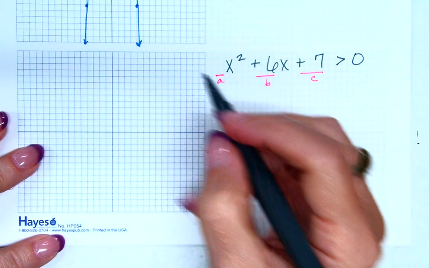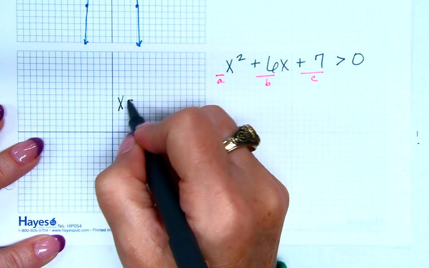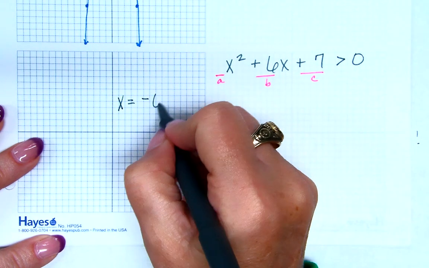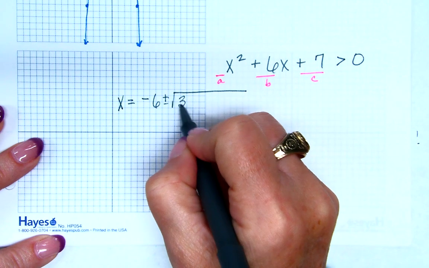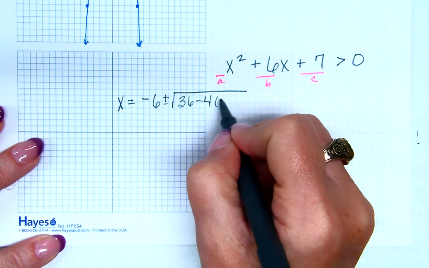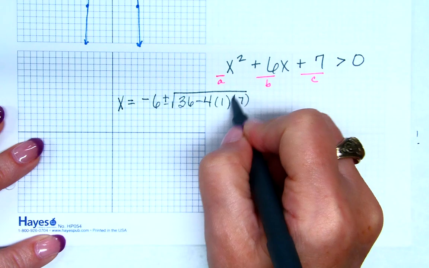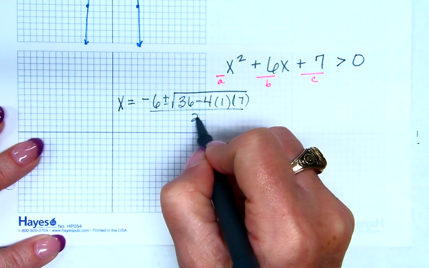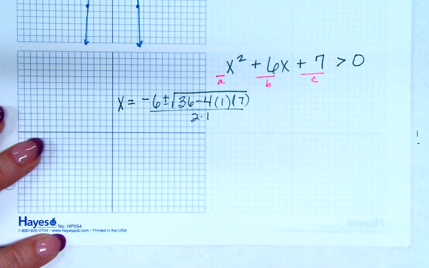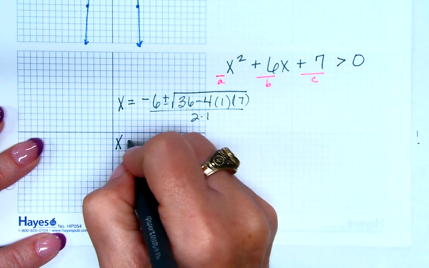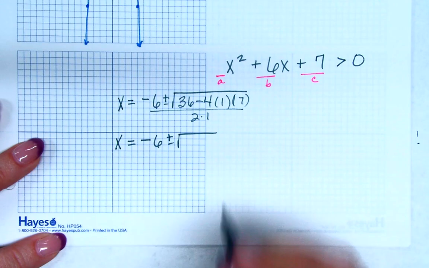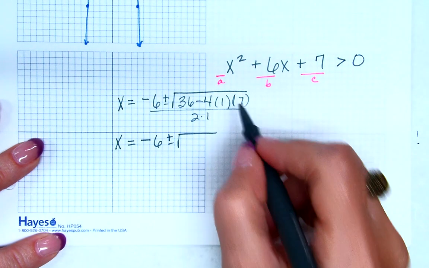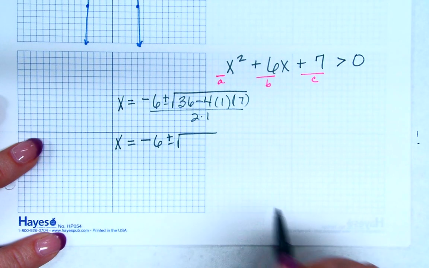Okay, so let's see. x equals negative b plus or minus the square root of b squared minus 4ac, all over 2a. x equals negative 6 plus or minus the square root of 36 minus 28. What is 36 minus 28?